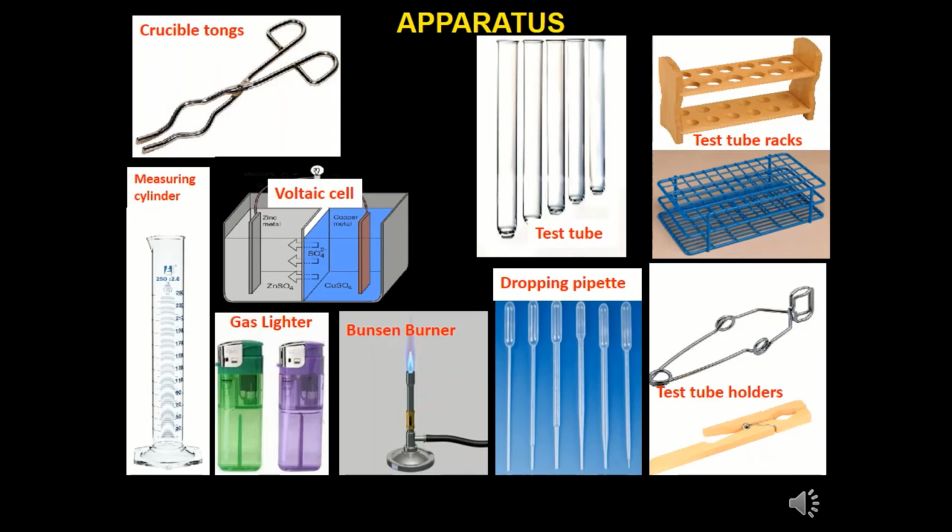Dropping pipettes. You can see we have dropping pipettes. Usually, if we need drops of something, of liquid especially, we use the dropper or dropping pipette. Sometimes we call it a disposable dropper. Sometimes we call it a dropping pipette. Both names are correct.